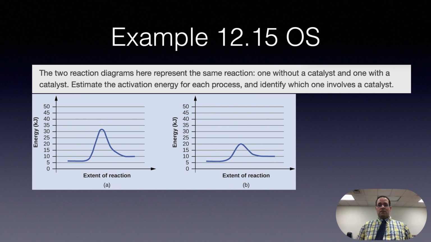So this is example 12.15 from the OpenStax chemistry textbook. We have two reaction diagrams here for the same reaction. One is without a catalyst and one is with a catalyst. And we're supposed to estimate the activation energy for each process and then figure out which one involves a catalyst. So this is a great review problem.